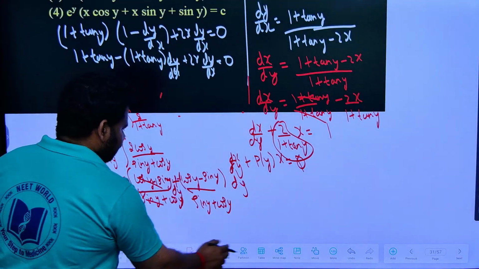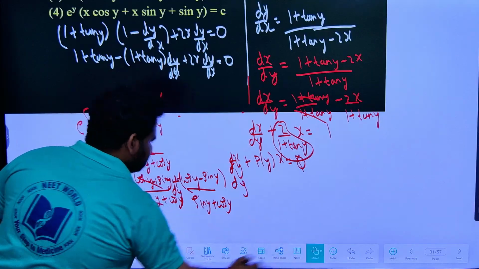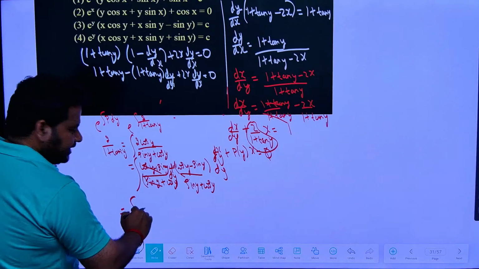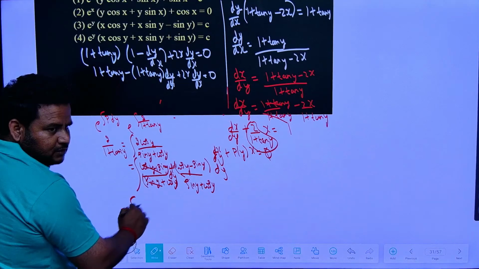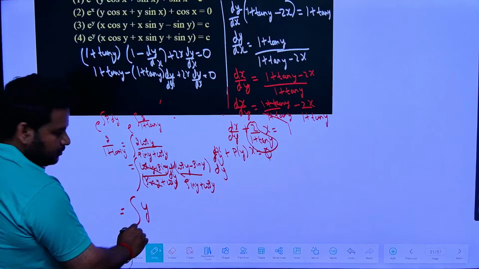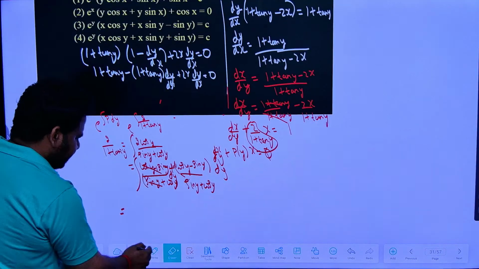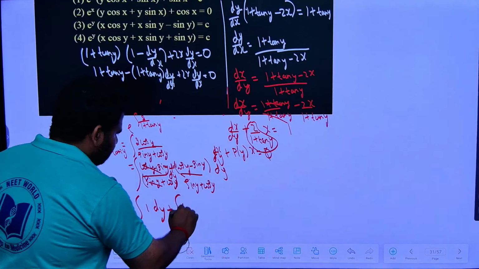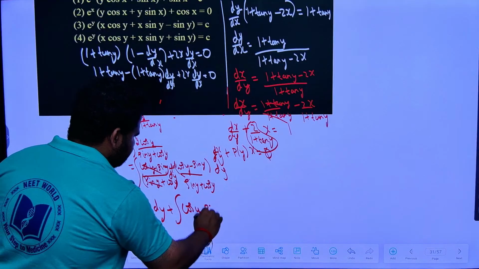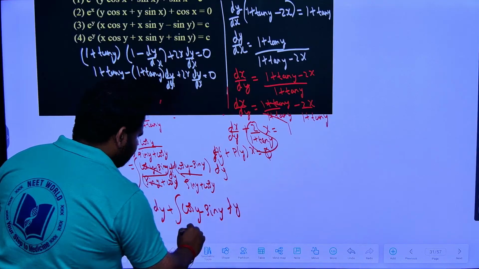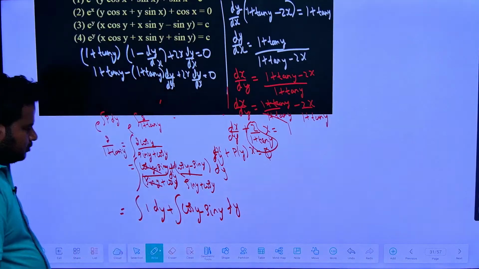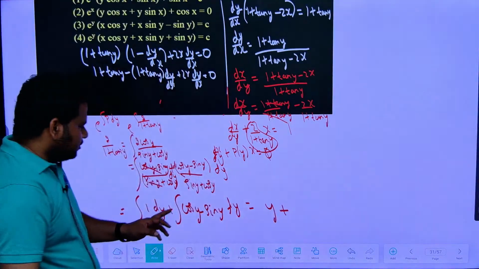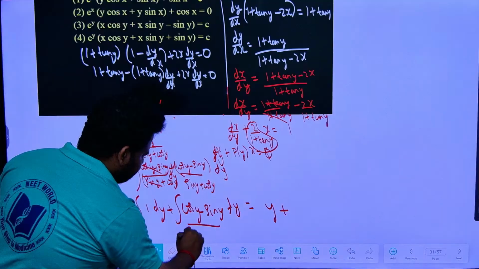Integral of dy. Now observe carefully, all of you. So this is integral of 1 dy, which is y. Let me write again: integral of 1 dy plus integral of cos y minus sin y by sin y plus cos y dy. This is what I am having. So the integral of 1 dy is y, and then cos y minus sin y by sin y plus cos y.